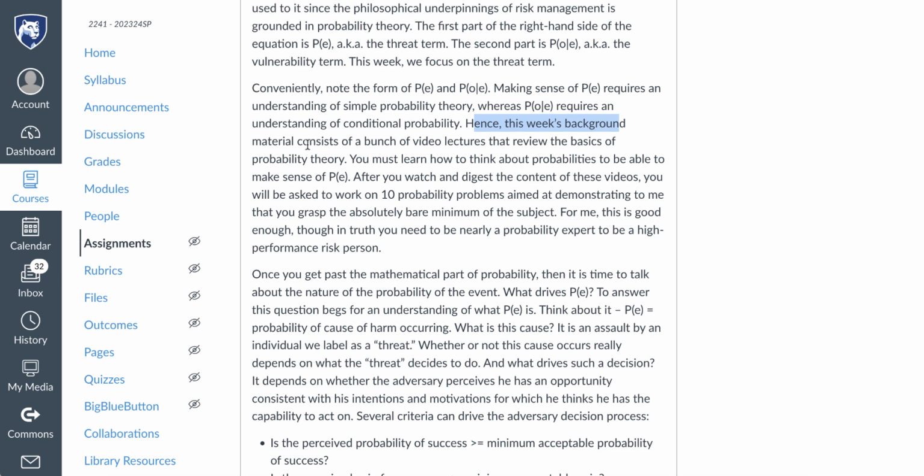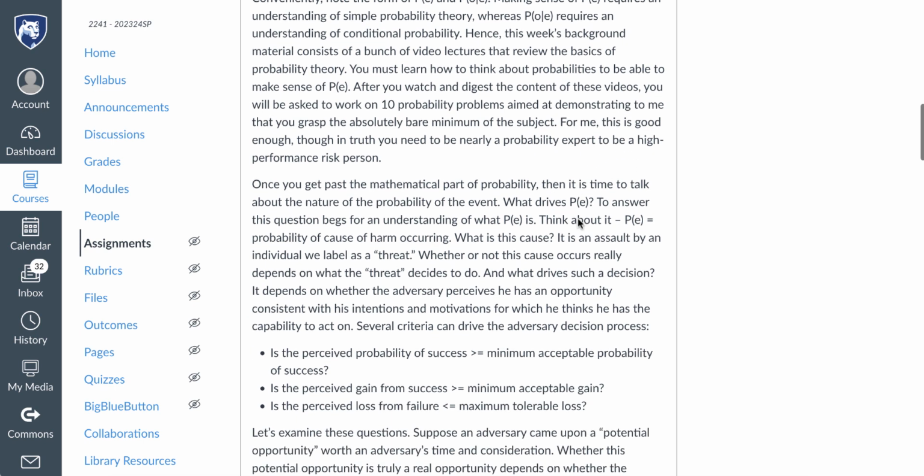Hence, this week's background material consists of a bunch of video lectures that review the basics of probability theory. You must learn how to think about probabilities to be able to make sense of the probability of an event. After you watch and digest the content of these videos, you'll be asked to work on 10 probability problems aimed at demonstrating to me that you grasp the absolute bare minimum of the subject, probability.